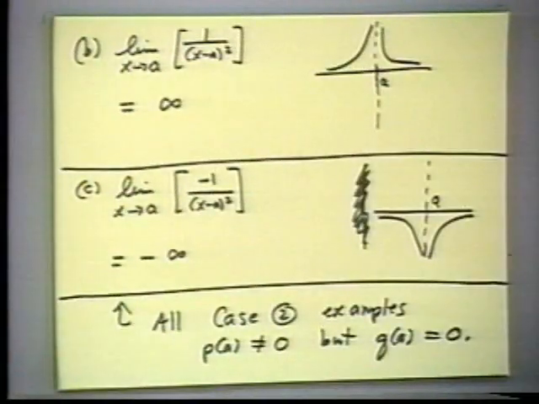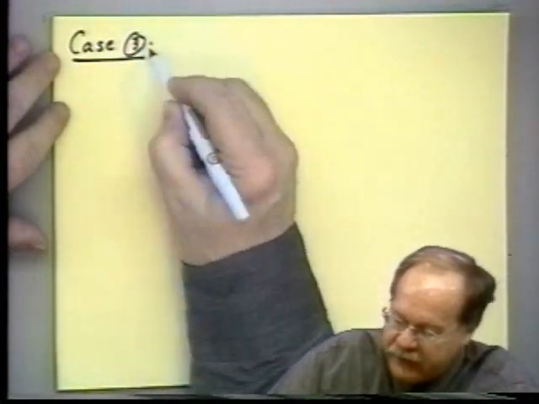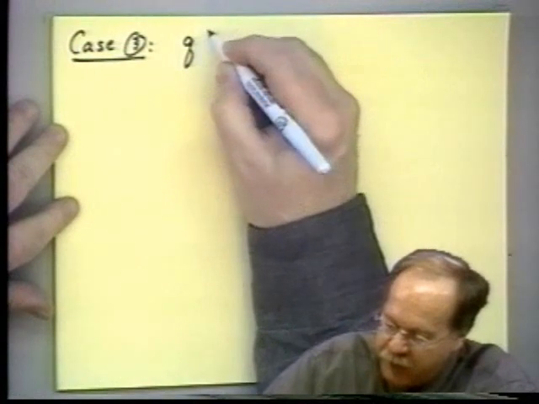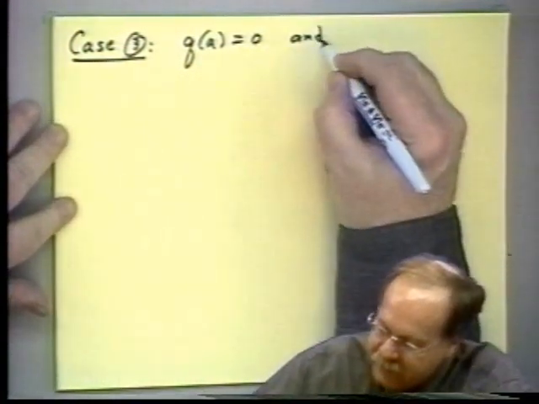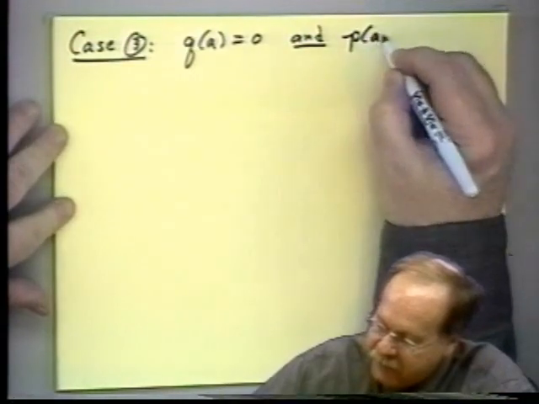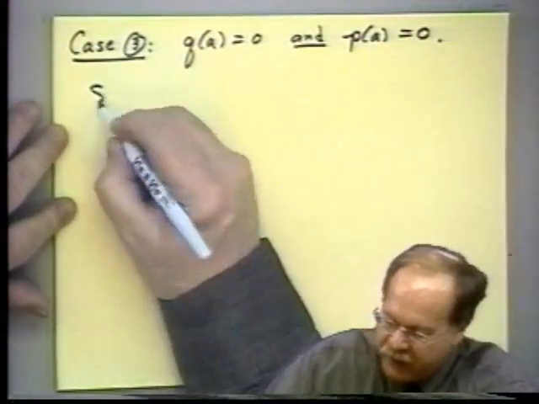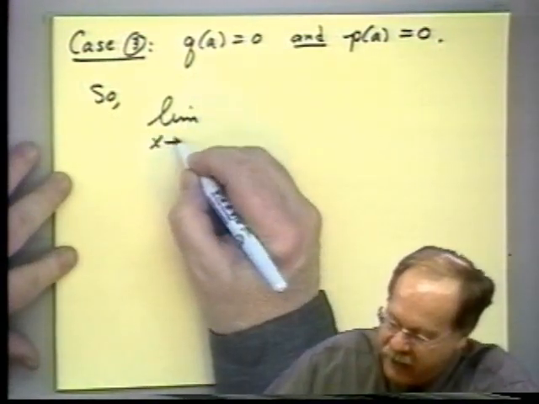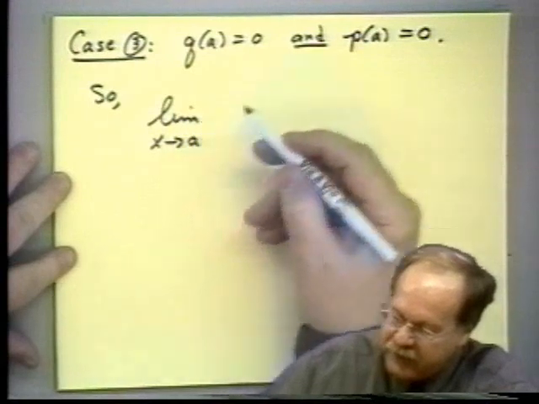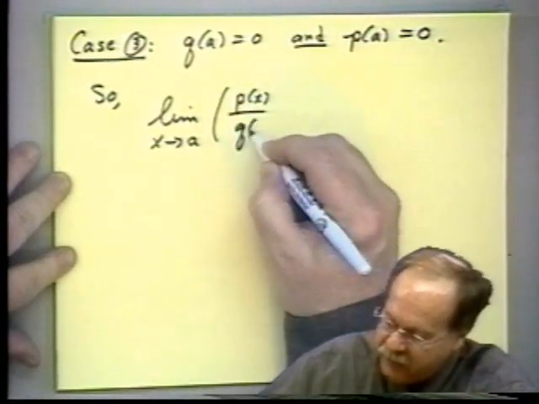Now, what about case 3? This is the most unusual of them all, and the one that needs the most explanation. Suppose q of a, the denominator, is 0, and simultaneously the top, or the numerator, p of a, is also 0. So what does this seem to lead to? This seems to lead to the limit as x approaches a of the rational function p of x over q of x.